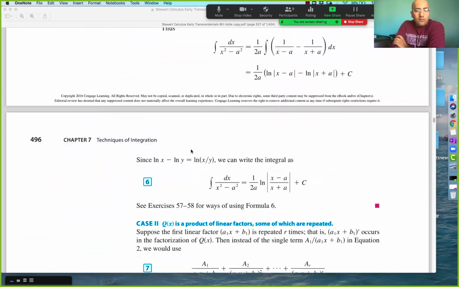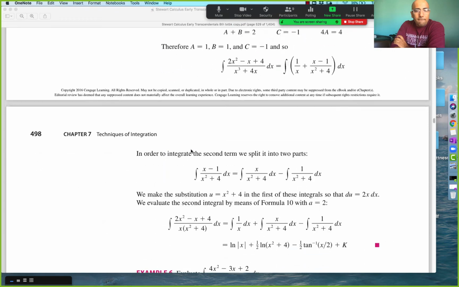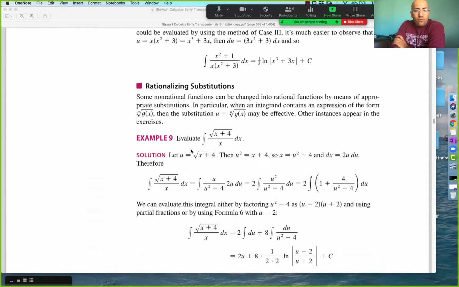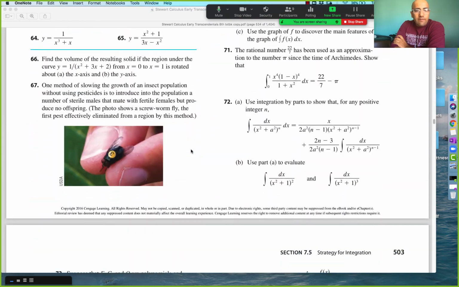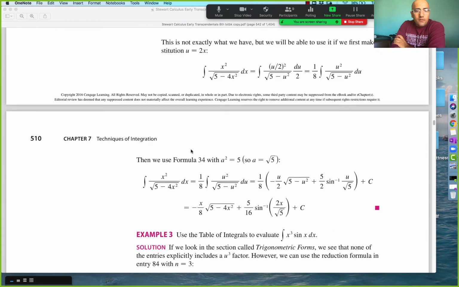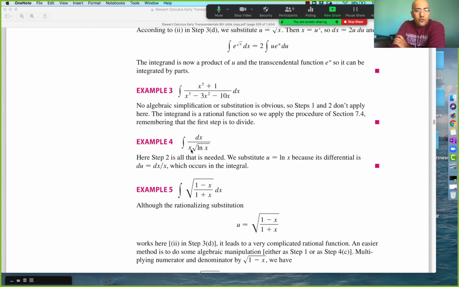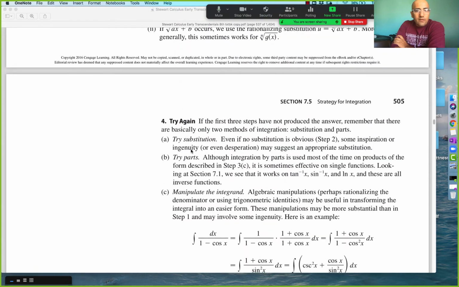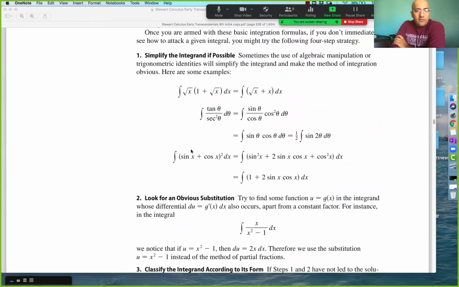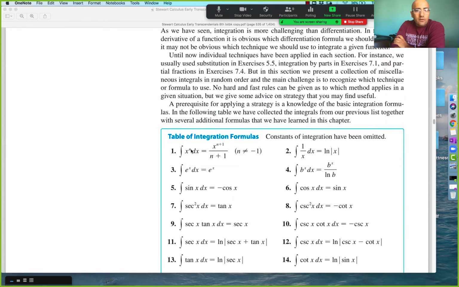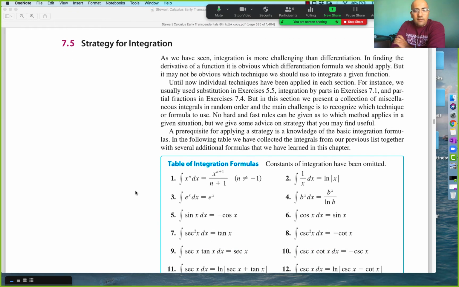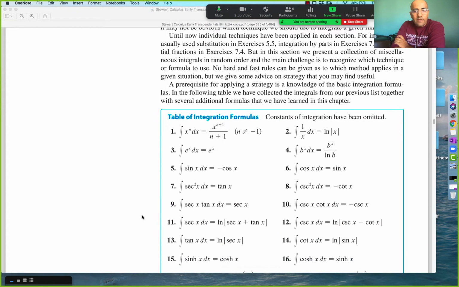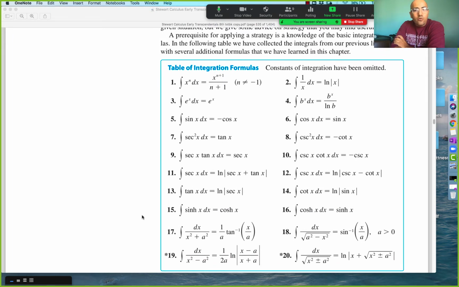Anything on 7.4? Anything on 7.5? Seven four. Let's look at 7.5 stuff. So, like I said, there's no new material in 7.5. They label it strategies, I think. Strategies for integration. That's 7.5. So like I said, no new material. It's just a pause to review all the various techniques we have, and they give you a nice little table for all the known integrals.